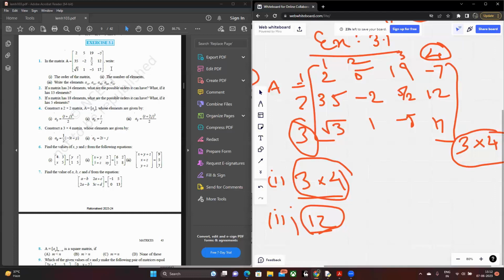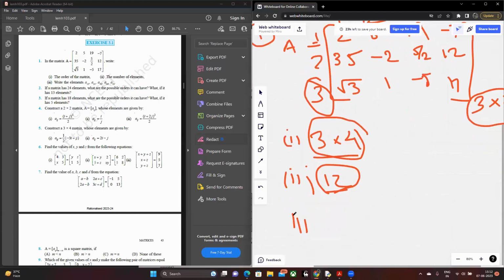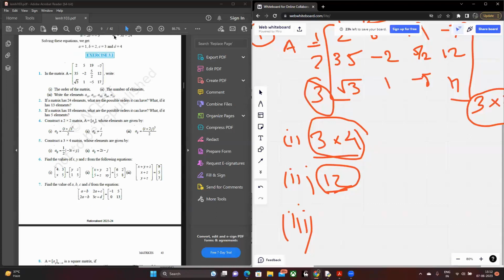So the number of elements in this matrix is basically 12. Or you can count, of course. But you can't do that when you have a very high order like 500 cross 500. But you can do it if you have like 3 cross 4. That's easy. And third, write the elements a13.